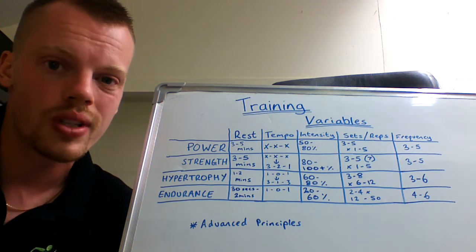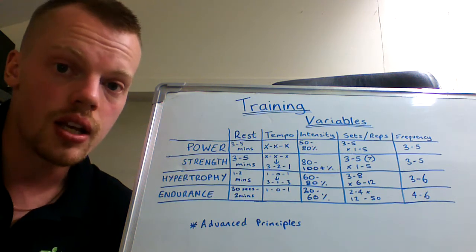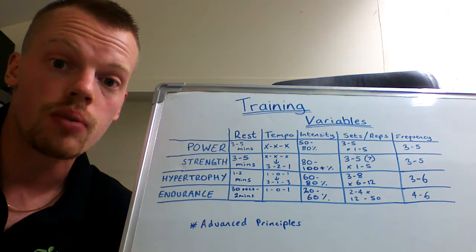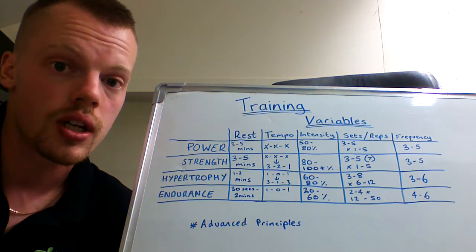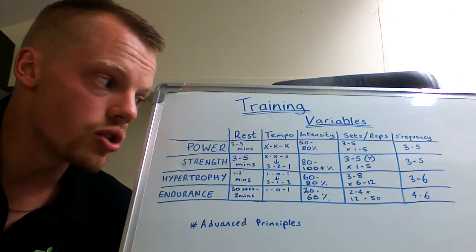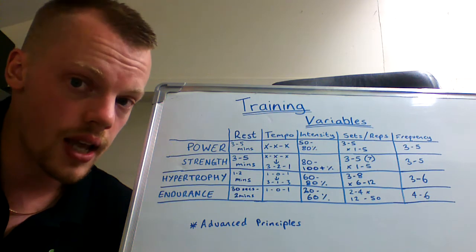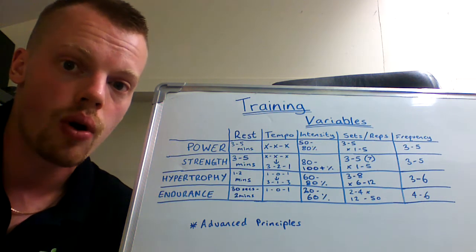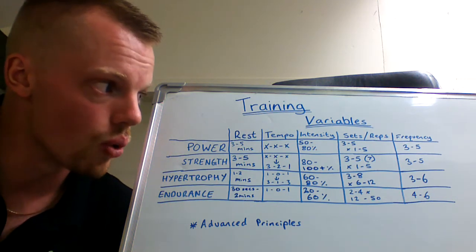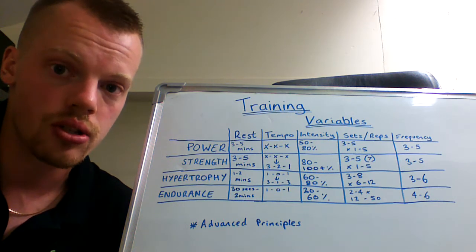The longer the muscle is under tension, the more fatigue it becomes under and the more hypertrophy responses you're going to get from the muscle. They'll use loads of 60 to 80% of 1 rep max for 3 to 8 sets between 6 and 12 repetitions. They'll also train 3 to 6 times a week.